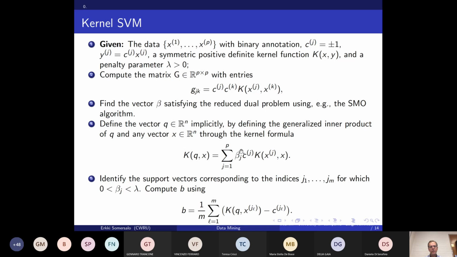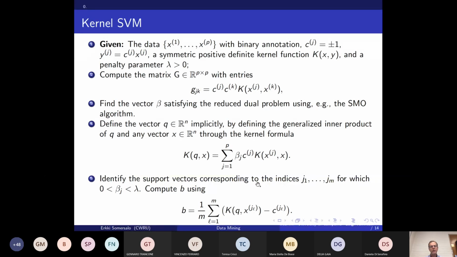And so here is my definition of what this q, k, q, and x means. So instead of the inner product with the linear combination of these xj's and x, I'm saying that this generalized inner product is simply that you calculate the kernel of xj and x, and then you sum those, multiplied by beta j cj, where the beta j's are found using this minimization algorithm. So this is the inner product with q, and so then you identify support vectors.